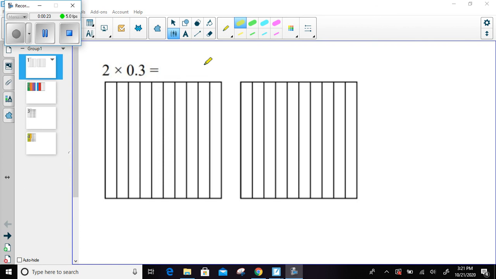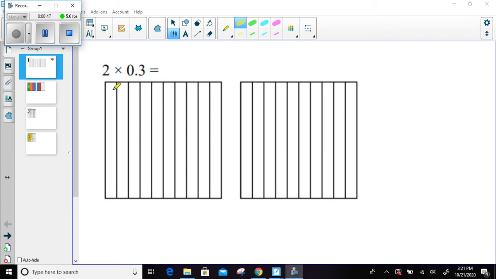Now when we multiply, we have a certain number of times, or in other words we have so many groups of this number. To me, having 3/10 of a group doesn't make any sense, but having 2 groups makes sense. So I'm going to think of this as 2 groups of 3/10.